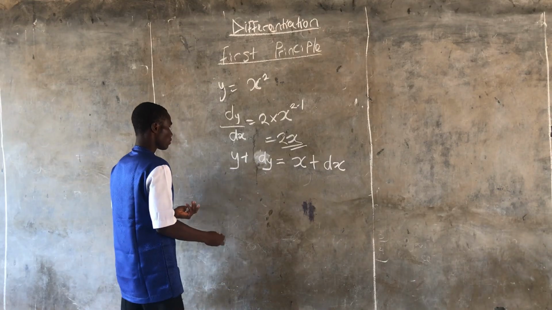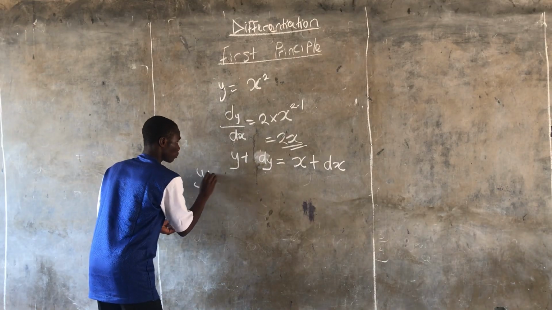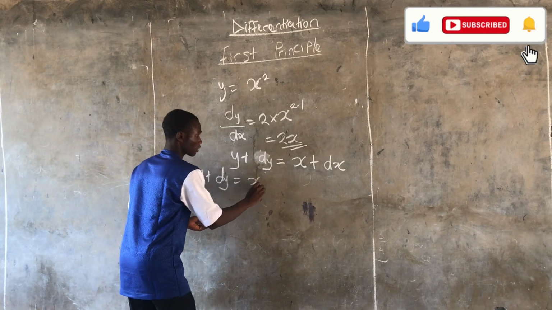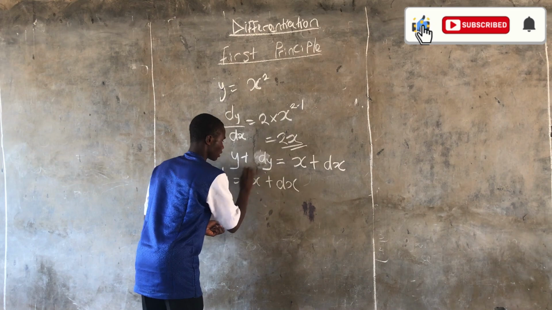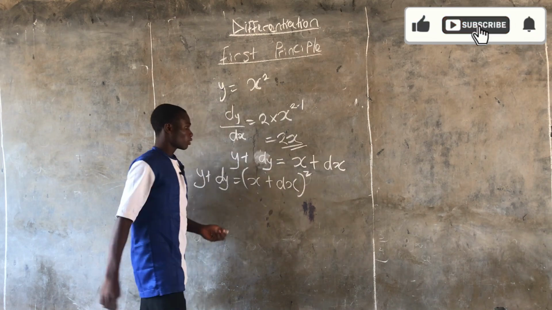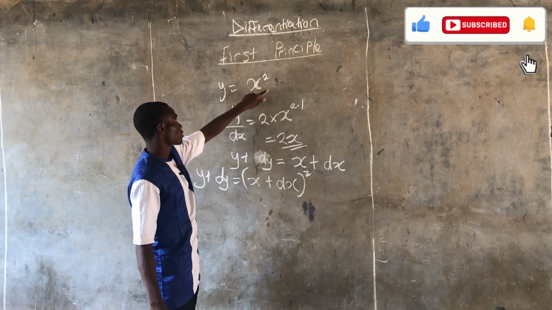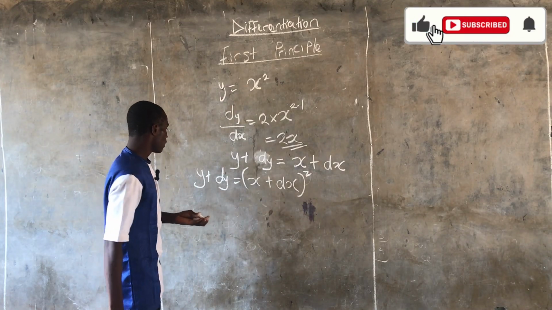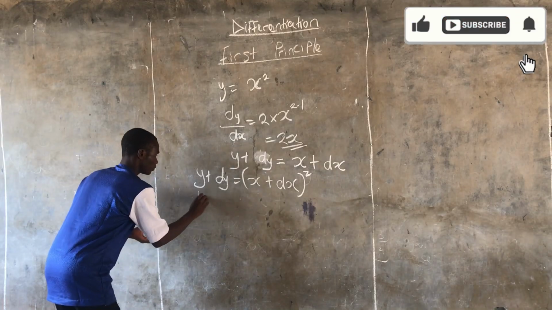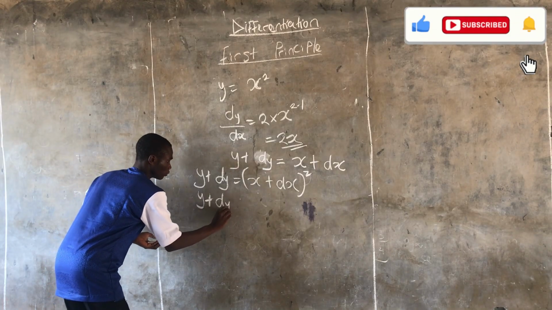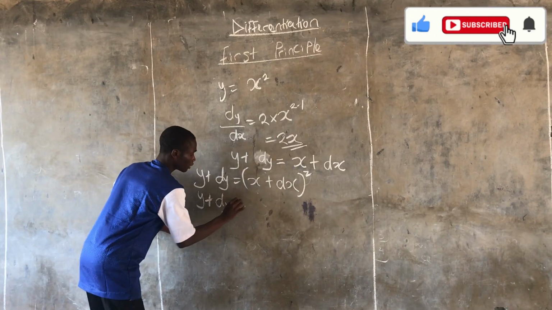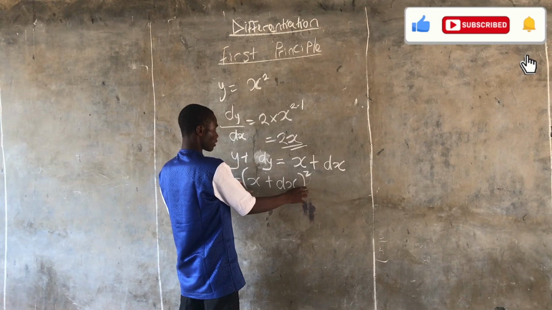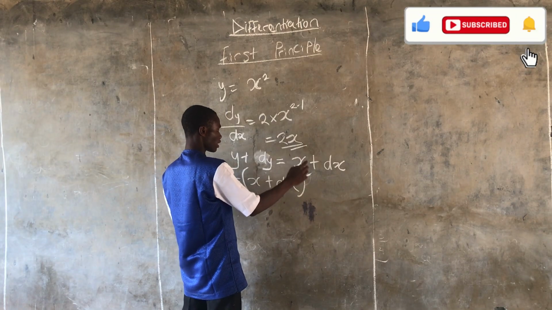In this case, you can say y plus dy is equal to (x plus dx) raised to power 2. We are solving this particular question using first principle. So you can say y plus dy is equal to (x plus dx) raised to power 2.